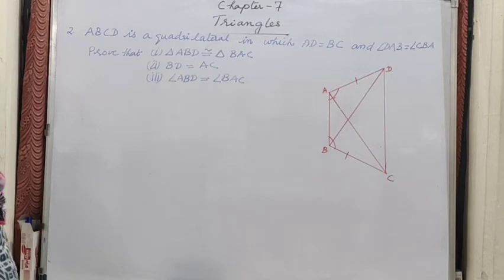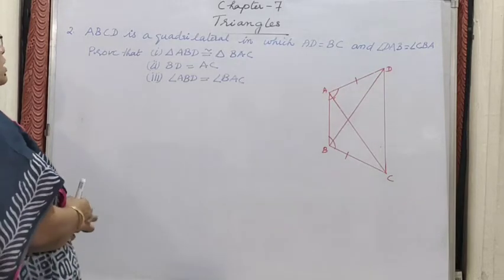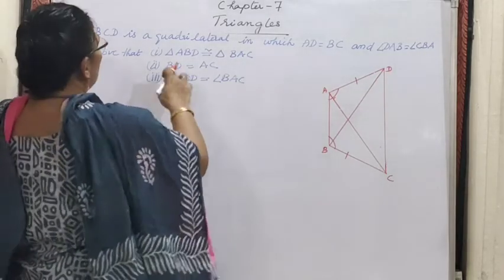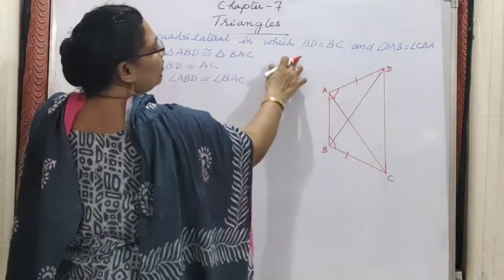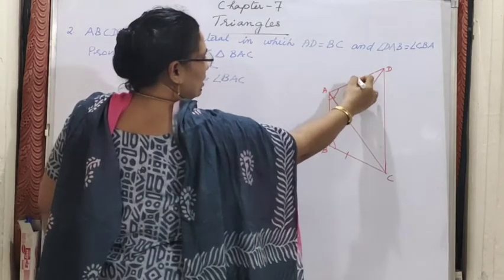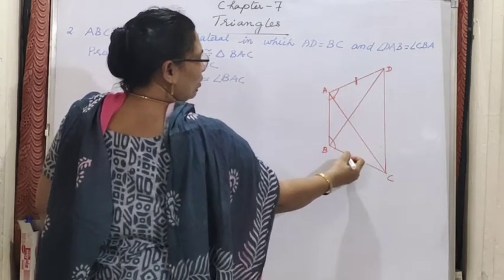Second question: ABCD is a quadrilateral in which AD equal to BC and angle DAB equal to angle CBA. Prove that triangle ABD congruent to triangle BAC, BD equal to AC, and third, angle ABD equal to angle BAC. So we will check what is marked in the question. ABCD is a quadrilateral in which AD equal to BC. That means this side. AD equal to BC, right?